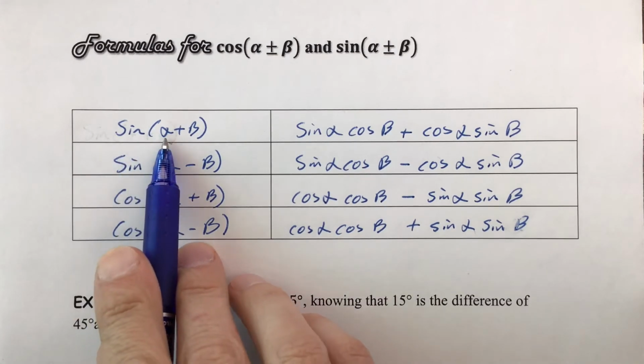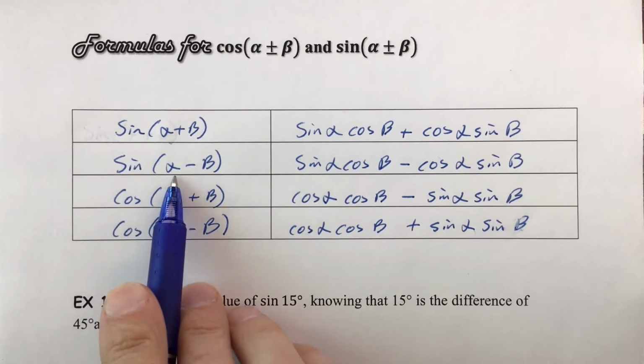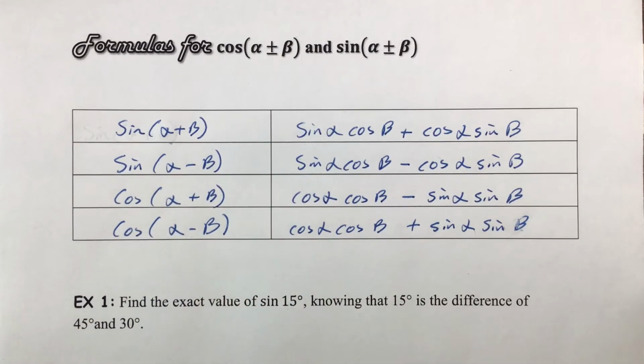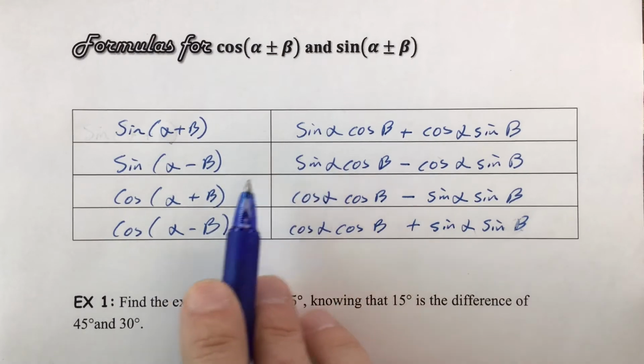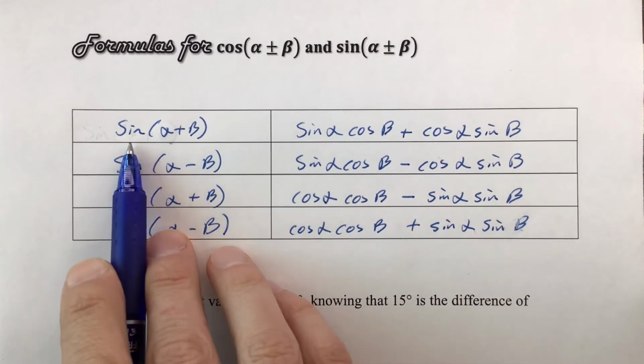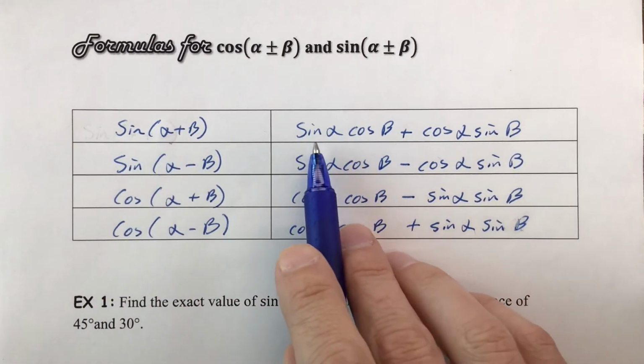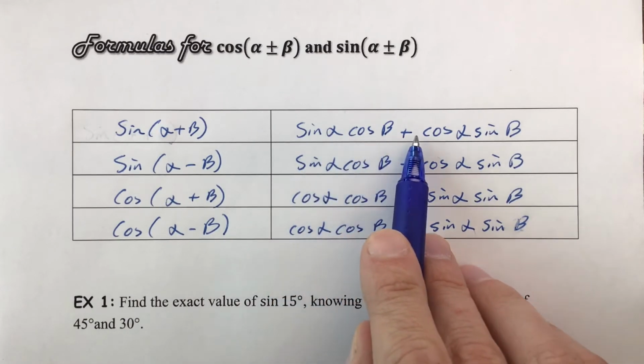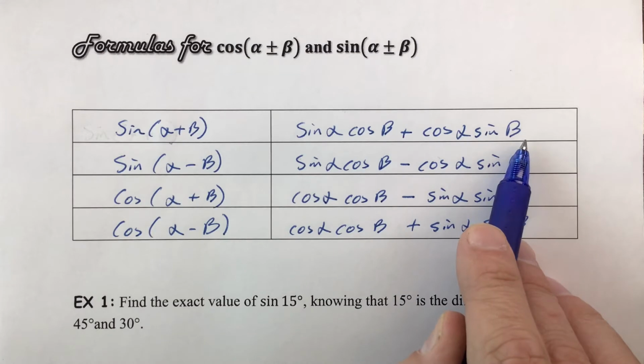We've got the sine of alpha plus beta, we've got the sine of alpha minus beta, and then we've got the same two things for the cosine. Now, each of these is going to be equal to what I have here to the right. So the sine of alpha plus beta is going to be equivalent to the sine of alpha times the cosine of beta plus the cosine of alpha times the sine of beta.